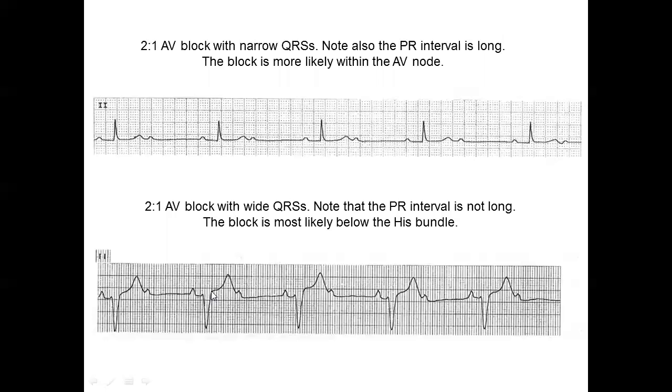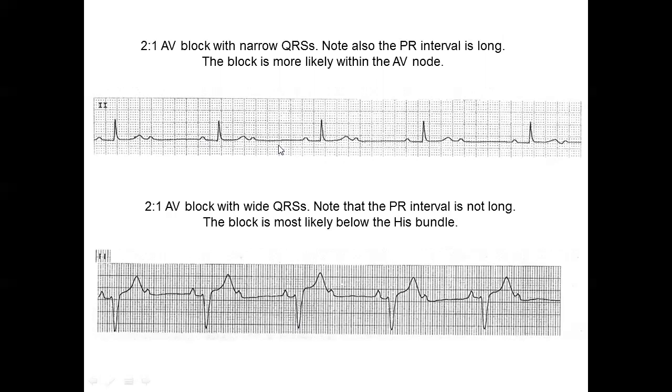So 2 to 1 block can be within the AV junction, there is a type 1, or it could be below the His bundle. So how do we tell? What are the earmarks of a block within the AV node and below the His bundle? There is a type 1 and type 2.